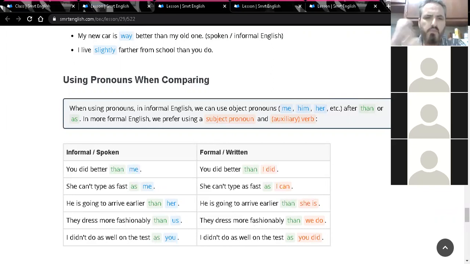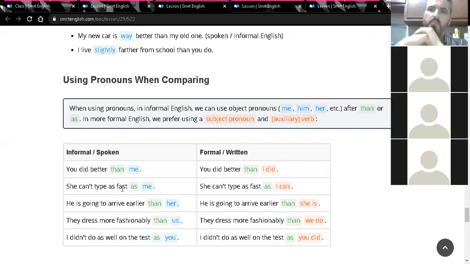Both are correct. And even though this is considered formal, it doesn't mean that you can't use it in a common conversation in an informal way. I mean, you can use it. But if you're writing something formal or you're talking in a formal context, probably using the complete version is better than just using this one. So both are correct. You can say you did better than me, or you can say you did better than I did.